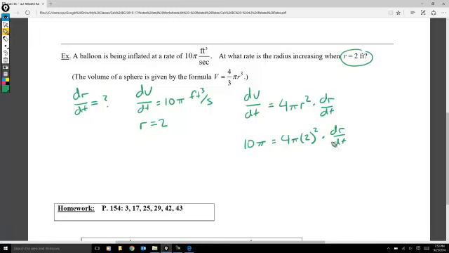So we can just divide. dr/dt is equal to 10 pi divided by, and we can multiply this out. So 2 squared is 4 times 4 is 16 pi. The pi's will cancel, and we can reduce this. So that'll be 5 over 8. And for units, it is feet per second. So I know that the radius is increasing at a rate of 5/8 feet per second when the radius equals 2. That's what I just found out.